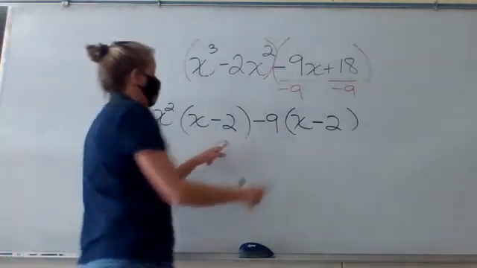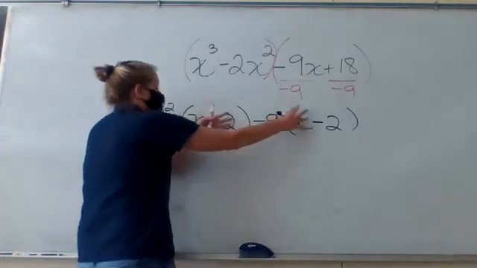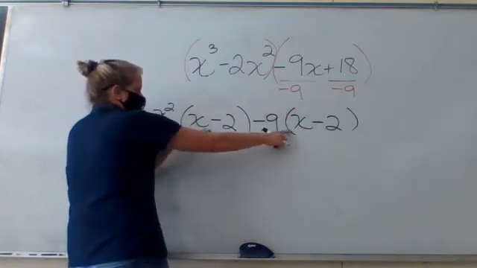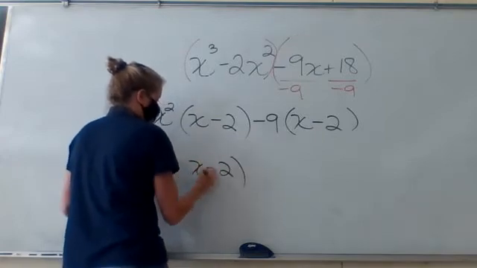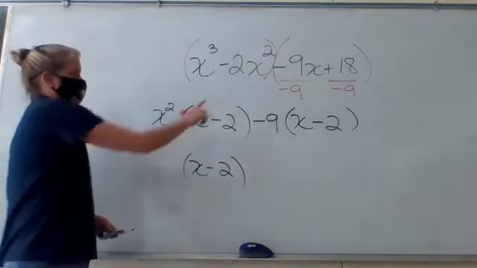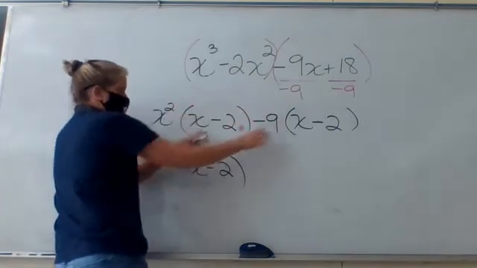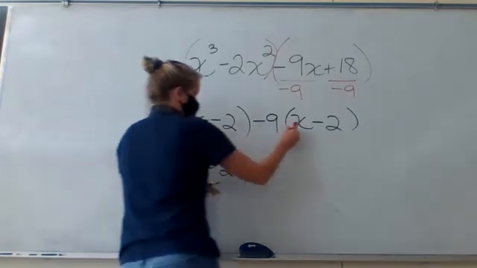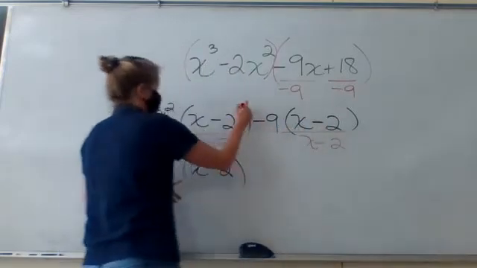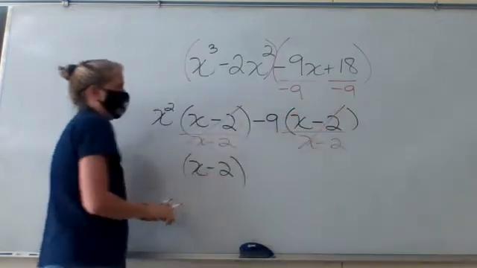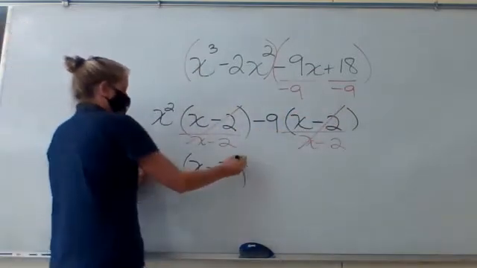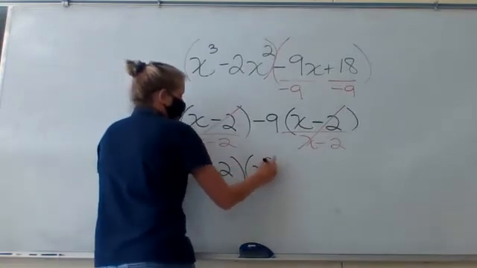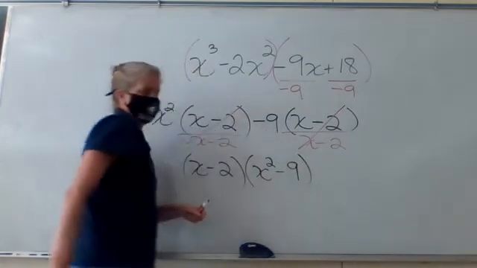So let's see. My x minus 2s are now in common. So I can pull those out. What is left is going to be pulling out this x minus 2. Just like I've divided by negative 9, whatever I pull out that's in common, you divide by it. So this x minus 2 cancels that one in both spots. So what is left in the second parentheses? This x squared minus 9.